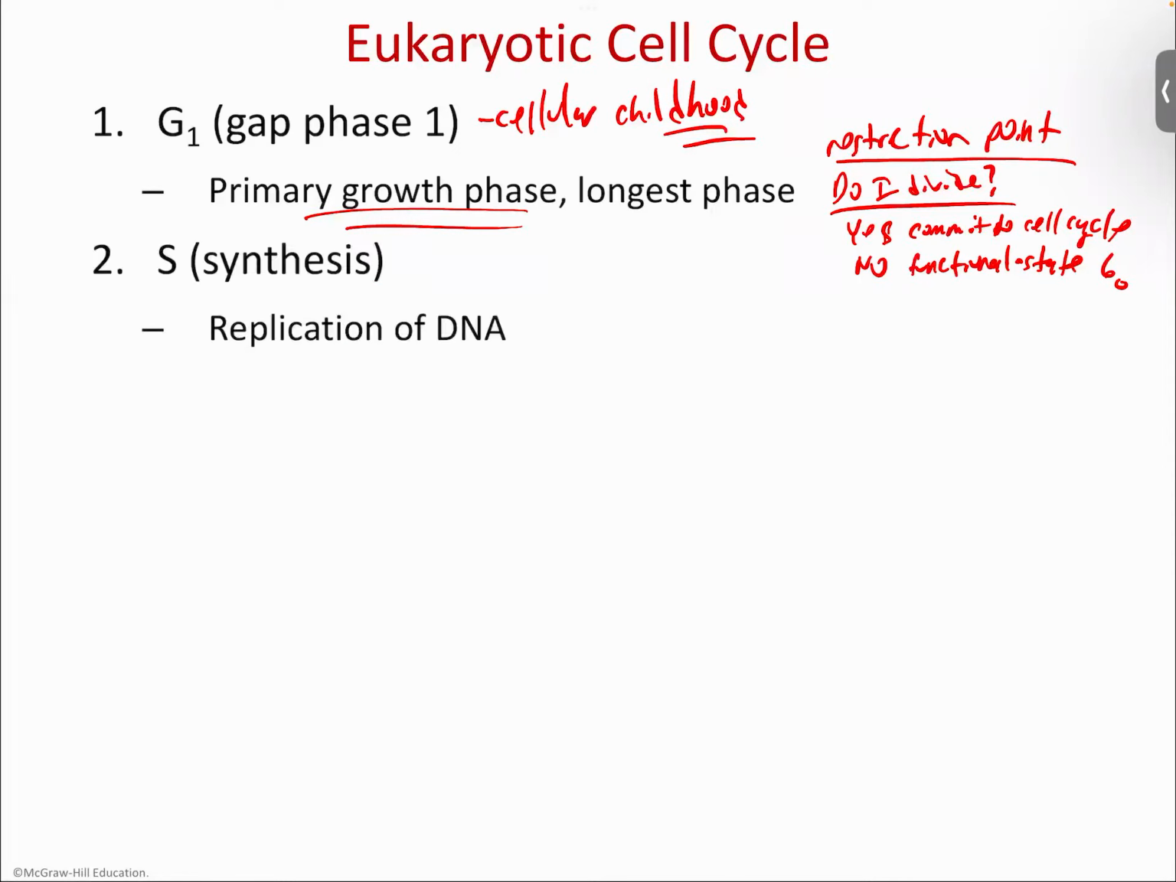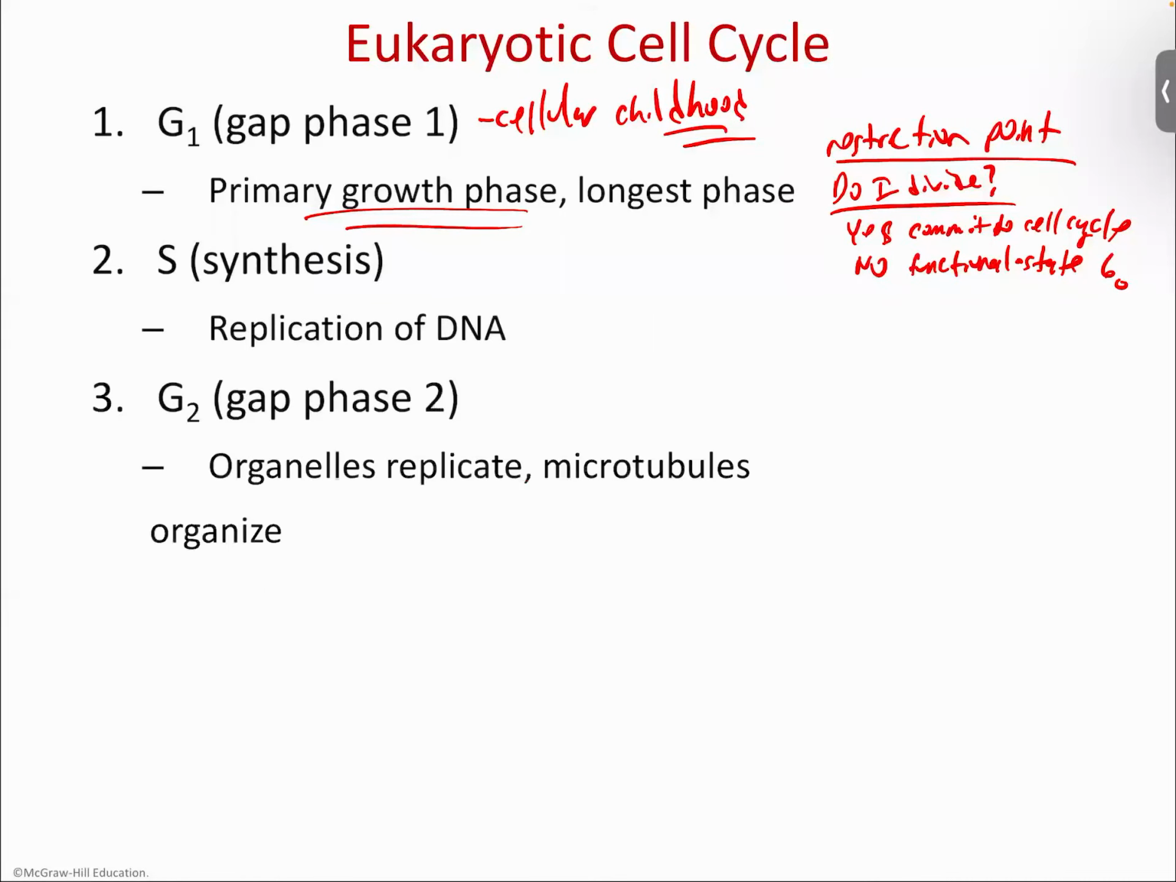But let's go ahead and imagine that the cell says yes. Yes to the cell cycle. Let's go ahead and divide. What's next? Well, remember our mantra: duplicate, then separate. So the next step is DNA synthesis, the S phase. And what's happening in this case is going to be the replication of DNA. Now, we got an entire chapter on what's going on in the replication of DNA. So we'll talk more about the events of S phase when we get to chapter 14. But here you're duplicating your DNA.